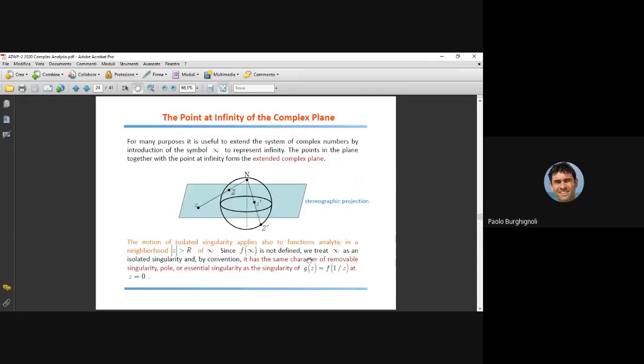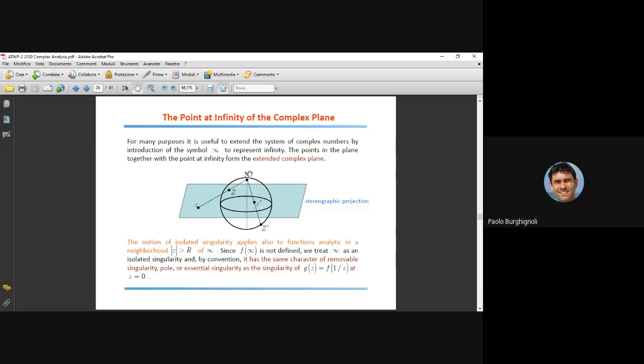Let us extend all these considerations about zeros and singularities to the point at infinity in the complex plane, because it's very useful for many purposes to add the point at infinity. In order to do that, we can resort to a geometric representation of the complex plane, the so-called stereographic projection. So imagine your complex plane is this horizontal plane in cyan here, which bisects a sphere of an arbitrary radius, for example, of unit radius.